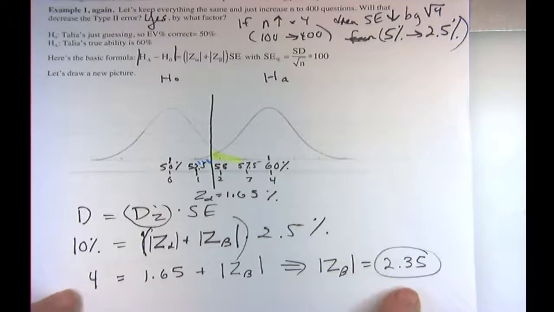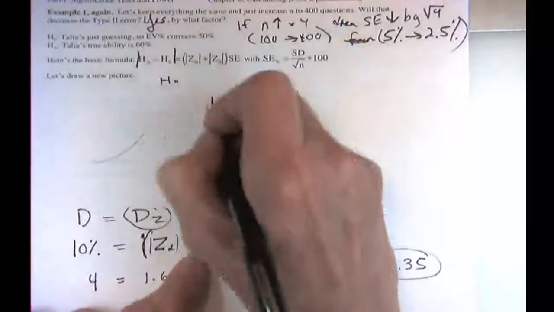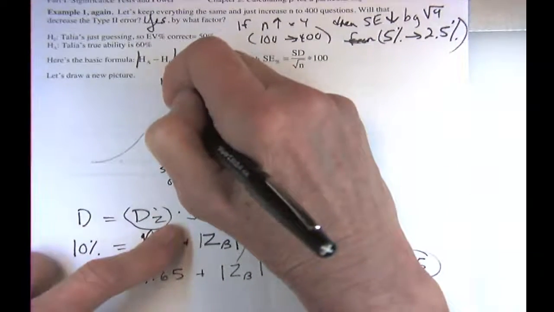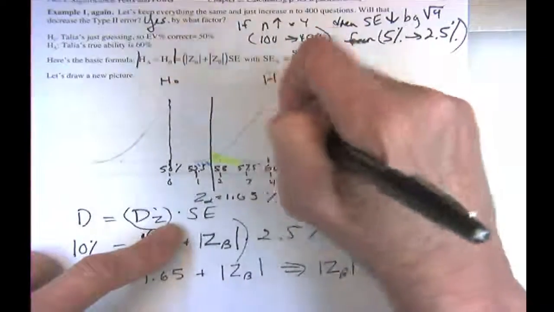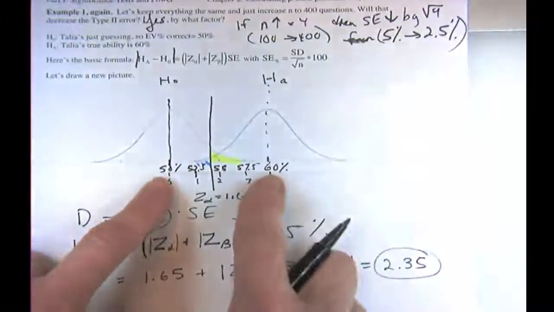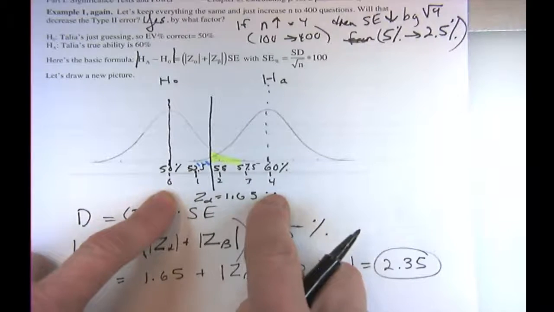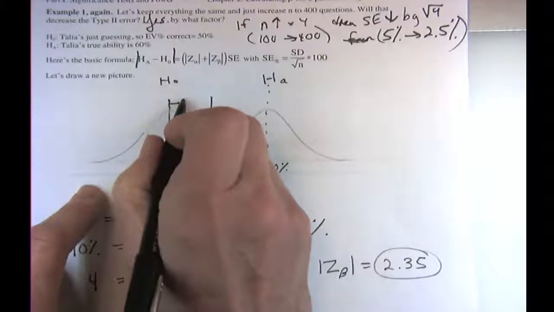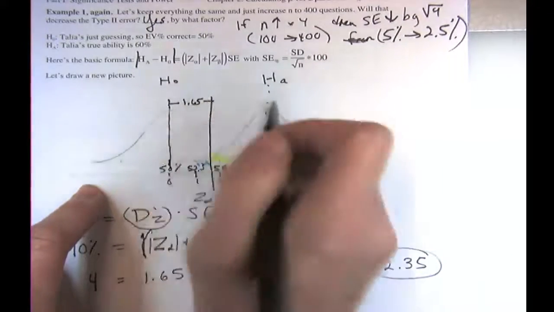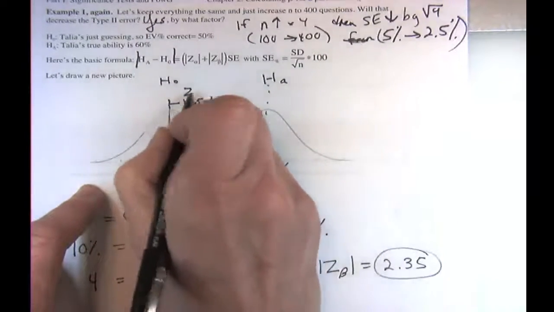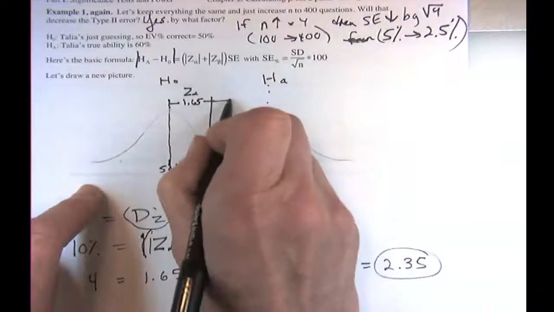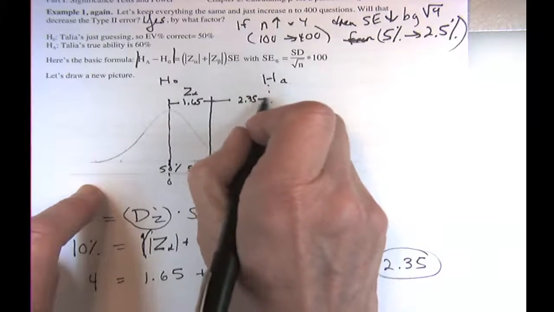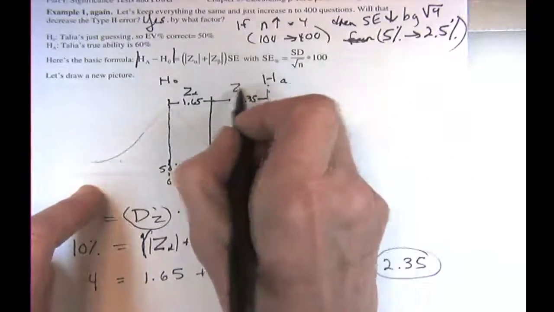So now, what I was saying was this null cutoff divides this distance. Here, let me show you what I'm doing here. So we'll go like this and this. So this is a 10% distance, right? But it's 4 in z-scores. And this distance is 1.65. This is our z alpha. And this distance is 2.35. And that is z beta.